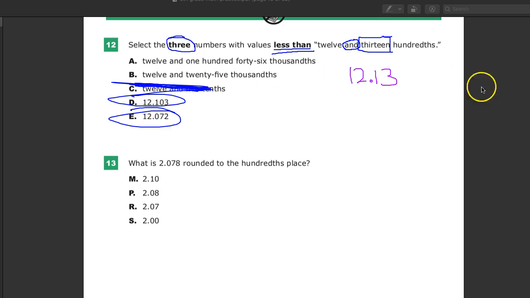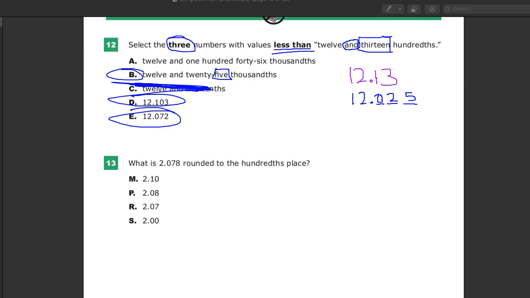Take a look at the next one. 12 and 25 thousandths. So in this case, I have 12.1. This is tenths, hundredths, thousandths. So the 5 needs to go in that spot, and the 2 goes here, which means you fill in all your gaps with zeros. Now I'm ready to do some comparison shopping. 1 and 1, same. 2 and 2, same. 1 and 0, so this is less. 0 is less than 1, so this is one of my answers.